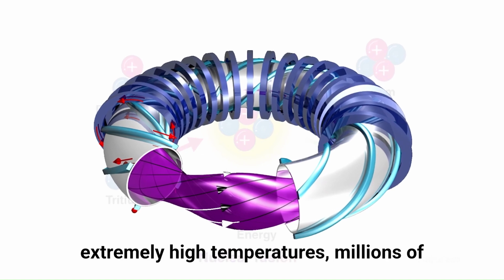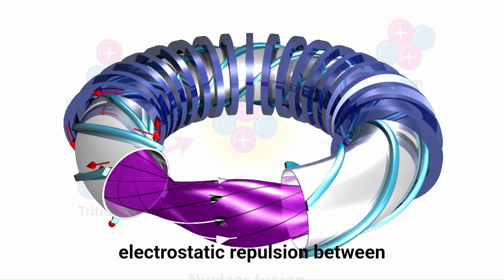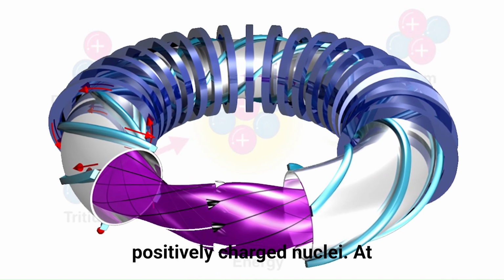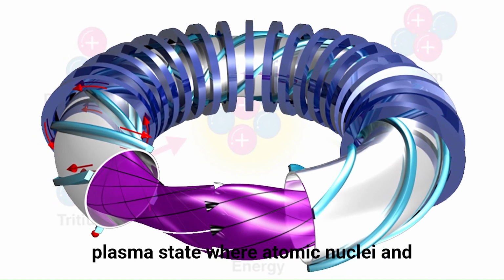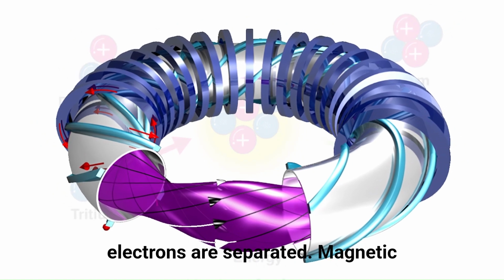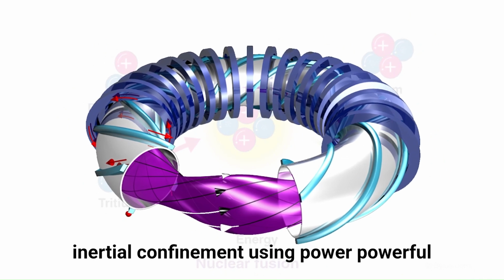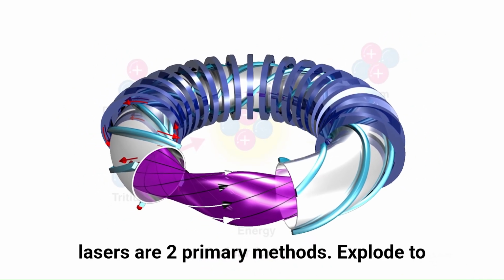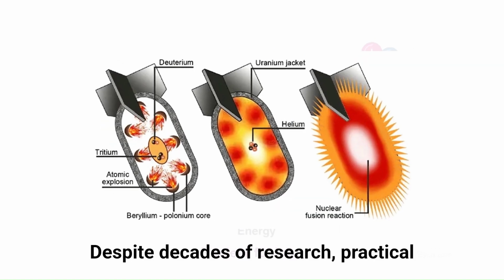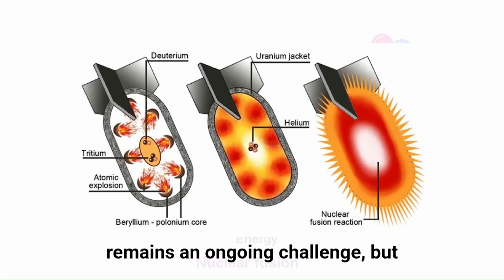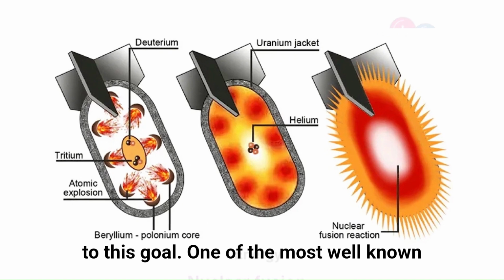Fusion requires extremely high temperatures, millions of degrees Celsius, to overcome the electrostatic repulsion between positively charged nuclei. At these temperatures, matter exists in the plasma state, where atomic nuclei and electrons are separated. Magnetic confinement in devices like Tokamaks and inertial confinement using powerful lasers are two primary methods explored to achieve stable fusion reactions. Despite decades of research, practical nuclear fusion as an energy source remains an ongoing challenge, but advancements continue to bring us closer to this goal.